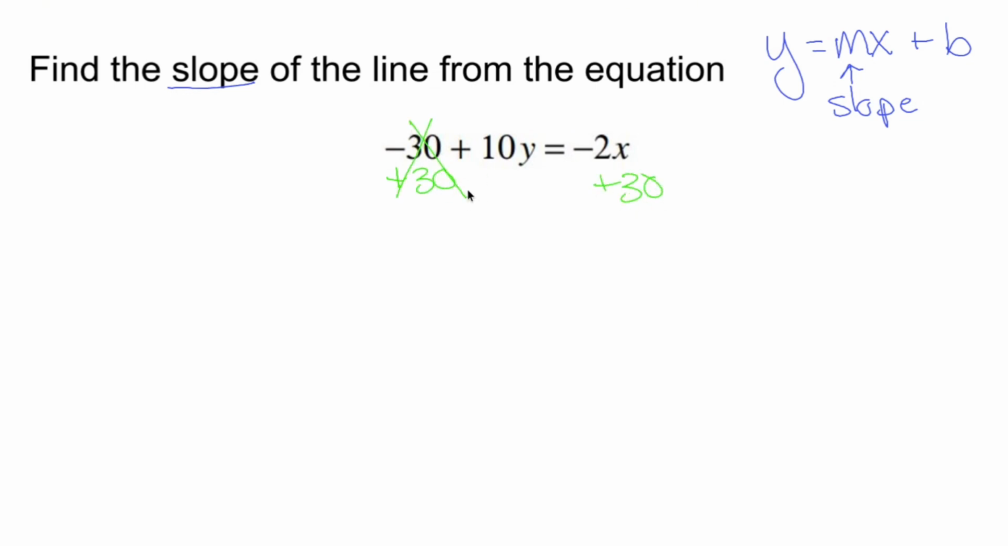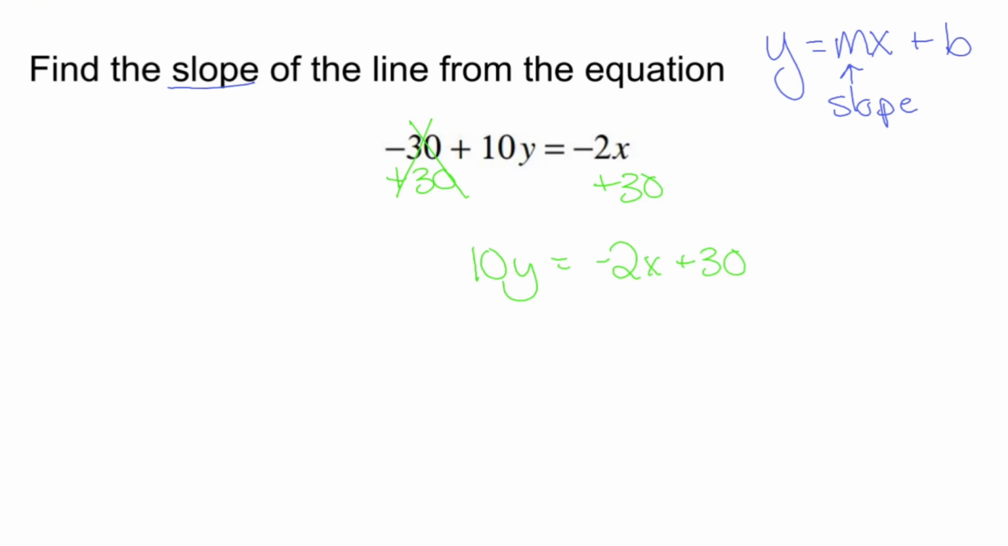So I'm going to cross you out, drop down +10y, drop down my equal sign, and then take a look at what I have over here. Now, these two are not like terms, your -2x and your +30, so they don't combine. So I'm going to write out -2x plus 30 in that order. Why in that order? Because I want this to look like y equals mx plus b, and if I have my x term first and my constant second, that makes it look like slope-intercept form.